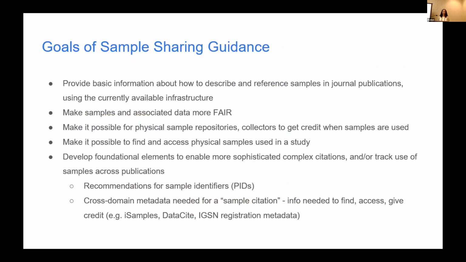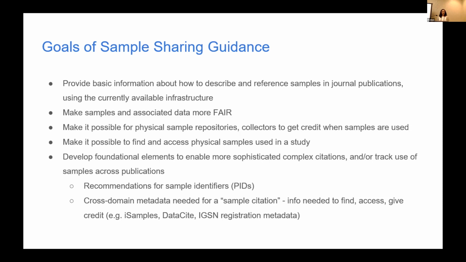So I want to make sure that we're all on the same page for what we want to do with these sample sharing guidelines. We have discussed this fairly extensively in our monthly cluster calls, and this is what we have for our goals. We want to provide some basic information to the general scientific researcher on how to describe and reference samples in their journal publications, keeping in mind that we're using the currently available infrastructure. We may not have all the ideal tools that we wish we would have.